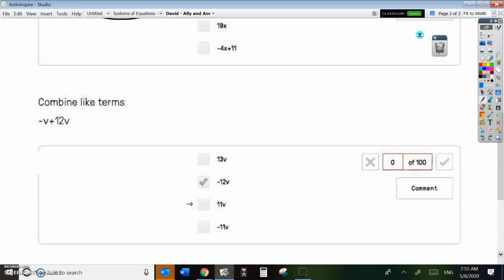Combine like terms here. This first term has v in it, and the second term has v in it. So now go to your number line.